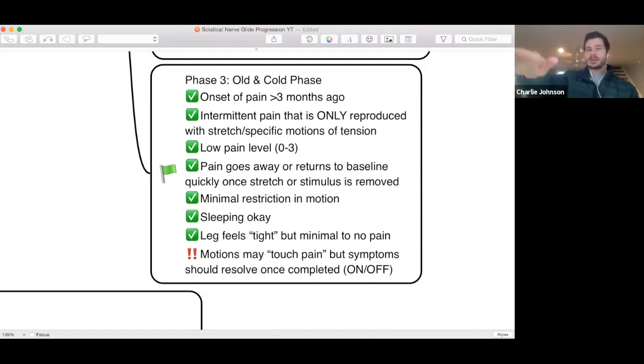Or, you kick your leg out and you really have to pull your toes up to feel anything. That's kind of what we're talking about in this phase. The leg might feel tight, but there's minimal to no pain. And motions in this phase, I say, may touch the pain. You can go right into the edge of it, but symptoms should resolve once completed or pretty darn soon thereafter. So it should be like, there it is, it's on, there it isn't, it's off. And again, I'll show you an example of this.